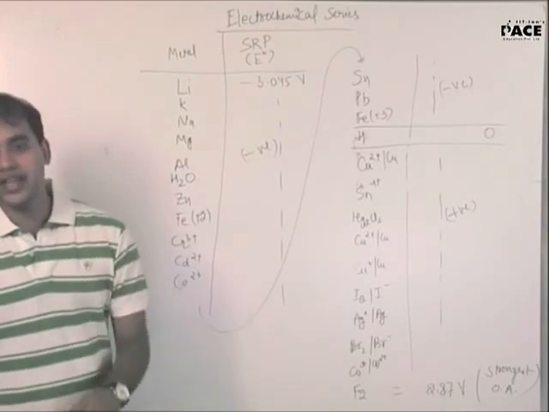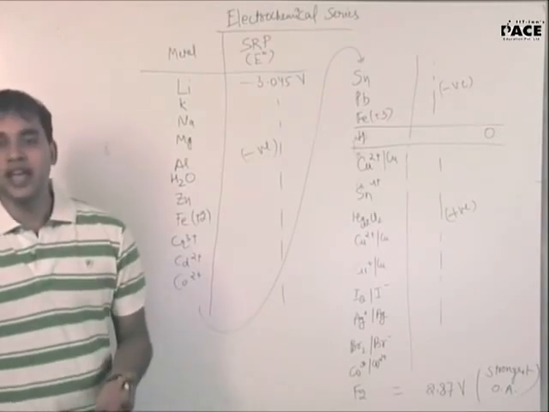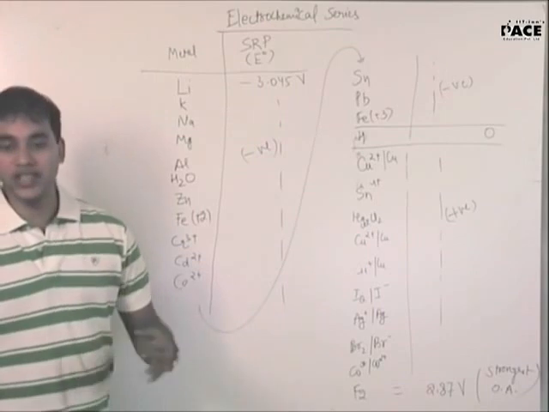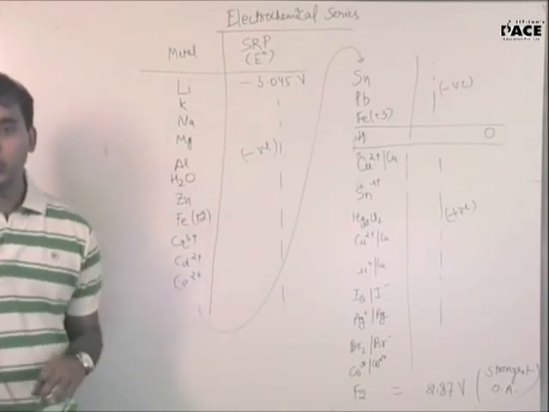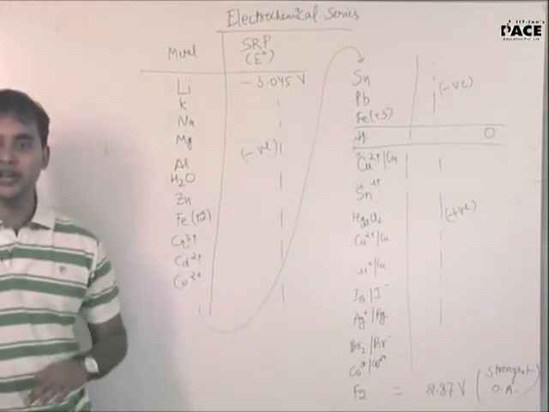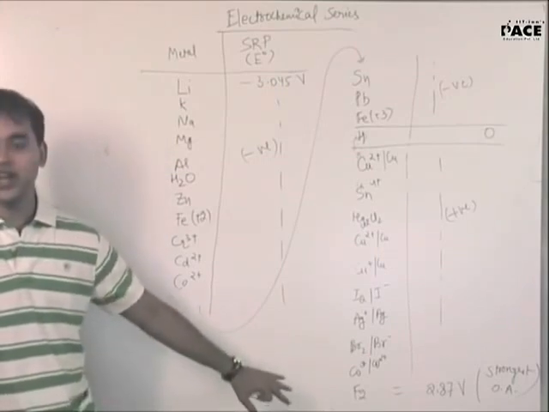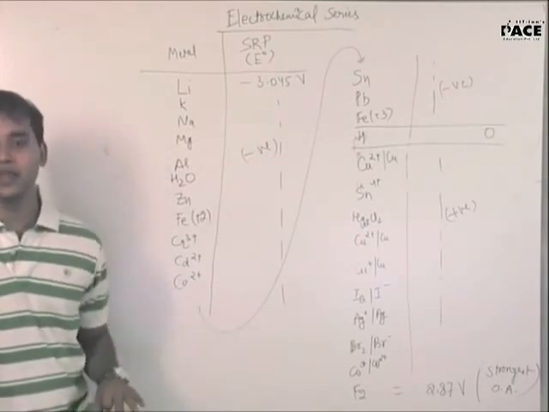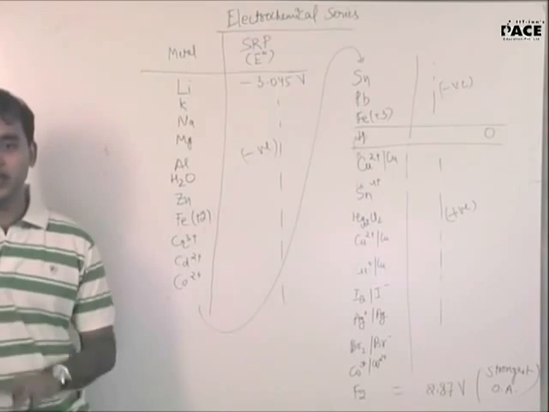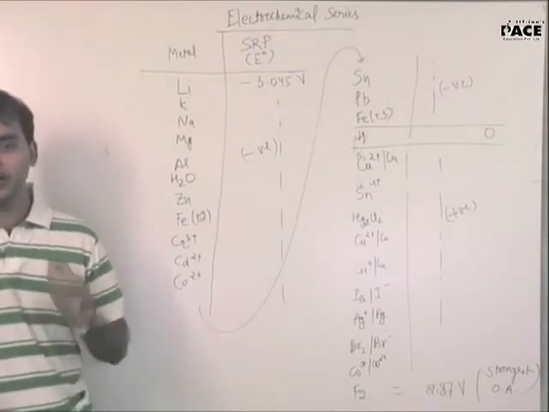If something is an oxidizing agent, it will reduce others and get oxidized. It will oxidize the other and get reduced itself. So its tendency to get reduced is highest. That's why its SRP is highest. SRP is the standard reduction potential. It shows the tendency of something to get reduced.